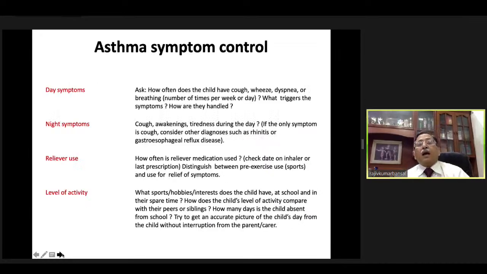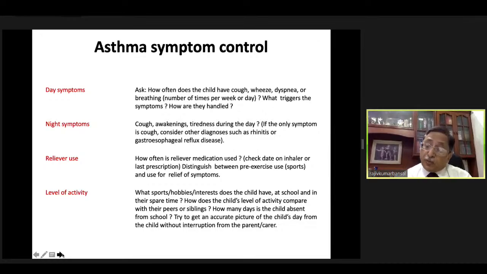So we need to ask the patient about various symptoms, especially the day symptoms, as I told you earlier, the night symptoms, the relief you use, and the level of activity. Various questions can be asked. One can ask, does the child have a cough or wheeze or dyspnea or breathing problem? What triggers the problems in the daytime? And is the child able to sleep properly? Is he tired during the day and not able to sleep properly? How often is a reliever medication used by this patient?